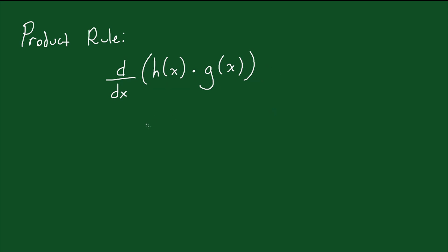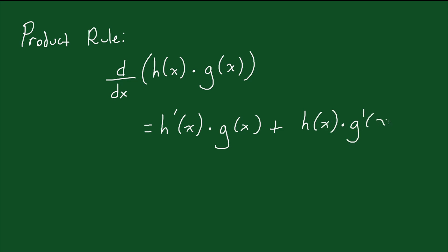And what the rule says is that once you take the derivative of this, what you're going to get is h prime at x, so the derivative of h of x, multiplied by g of x, plus h of x multiplied by the derivative of g of x, right, g prime of x. In other words, it's the derivative of the first function multiplied by the second function unchanged, plus the first function unchanged multiplied by the derivative of the second function. So the derivative of the first times the second plus the first times the derivative of the second.